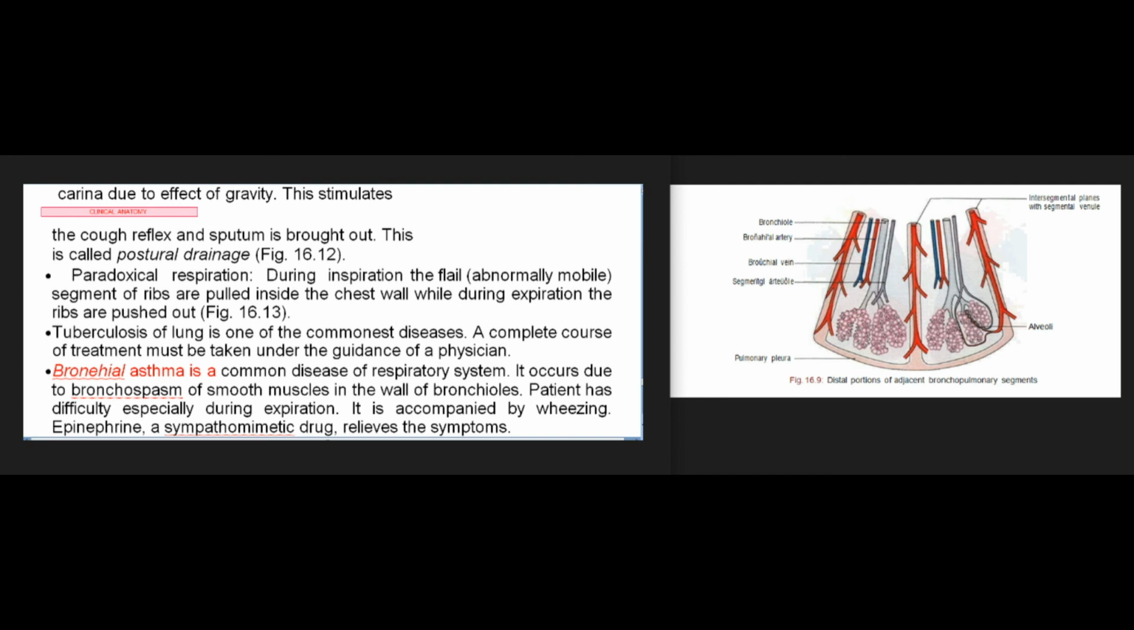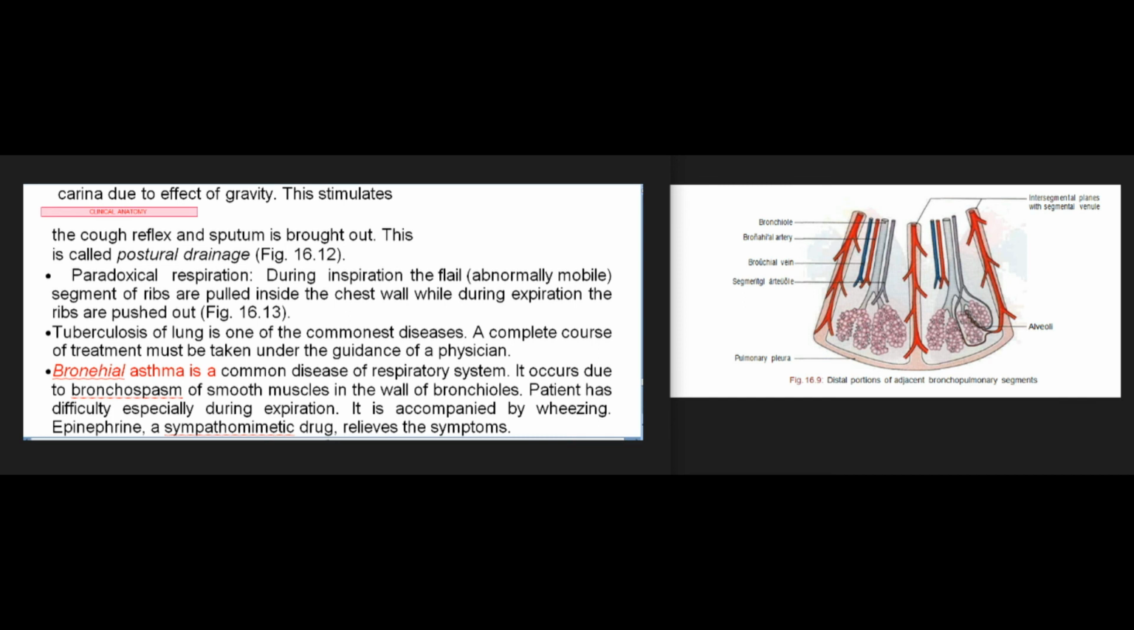Clinical anatomy. Paradoxical respiration. During inspiration the flail, abnormally mobile, segment of ribs are pulled inside the chest wall while during expiration the ribs are pushed out, Fig 16.13. Tuberculosis of lung is one of the commonest diseases. A complete course of treatment must be taken under the guidance of a physician.